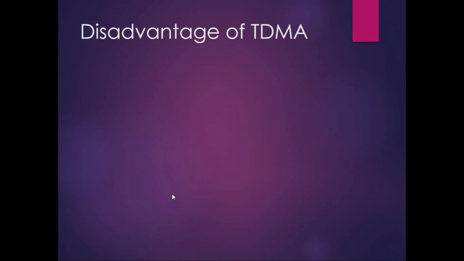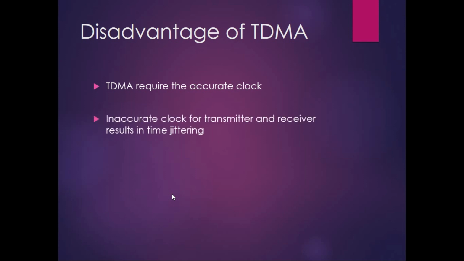Now we discuss the disadvantages of TDMA. First, TDMA requires an accurate clock. An inaccurate clock for transmitter and receiver results in time jittering. It causes multipath distortion.